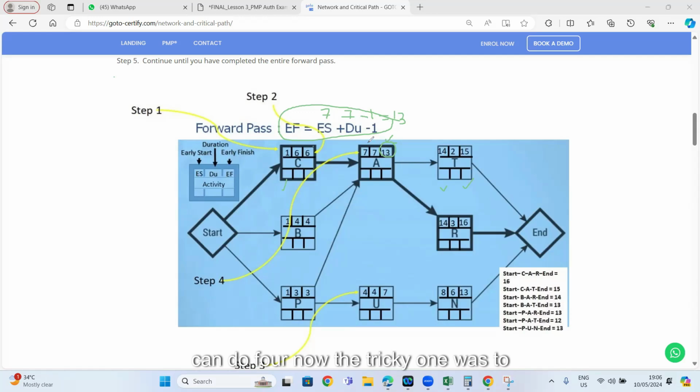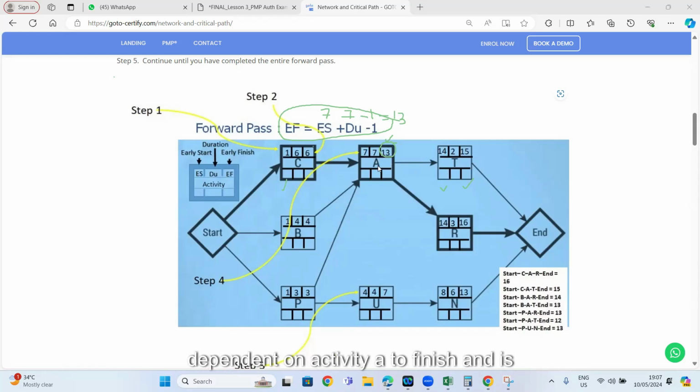The tricky one was to determine the early start of A, which you all understood because I explained that A is dependent on C, B, and P to finish. And C will finish at the end of day 6. So we need to wait until C is done, and then from the start of day 7, we can start activity A. You guys will be able to put 7 here, right? Okay. Now let's move forward.